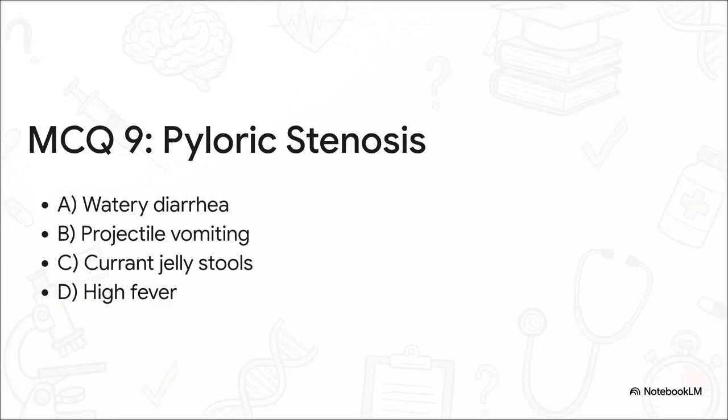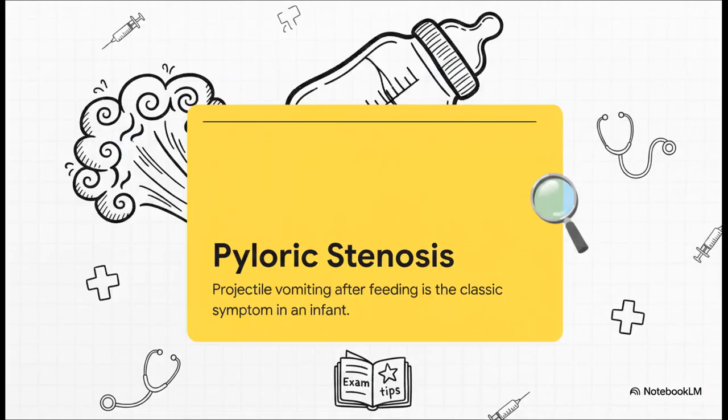Wow, we've already reached the final question of this explainer. Give it one last, really strong effort. MCQ number 9. What is the classic symptom of pyloric stenosis in an infant? Is it A. Watery diarrhea, B. Projectile vomiting after feeding, C. Currant jelly stools, or D. High fever? And your final answer is B.